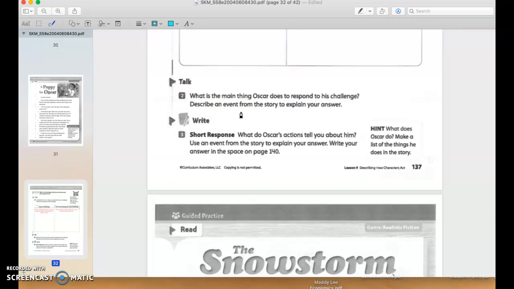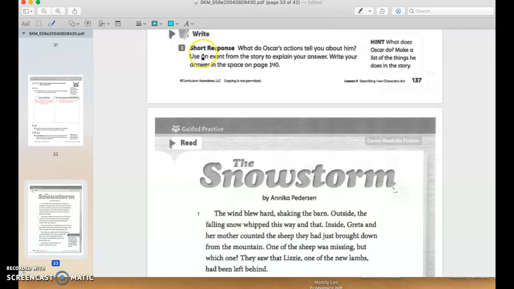Number 2 wants you to talk. So take this time and answer this. What is the main thing Oscar does to respond to his challenge? Describe an event from the story to explain your answer. This is where you can take time to talk to a parent or a sibling about this. And then you're going to answer this question in writing on page 140.